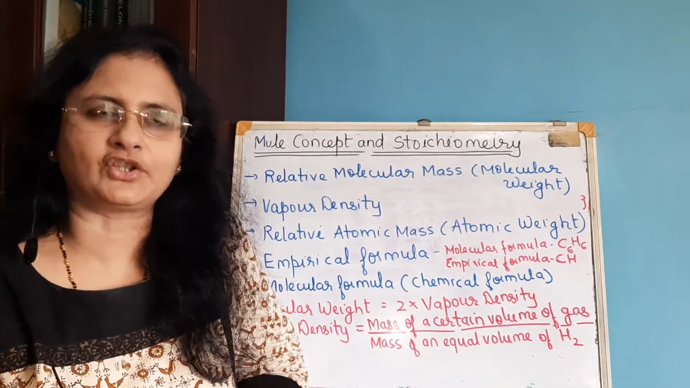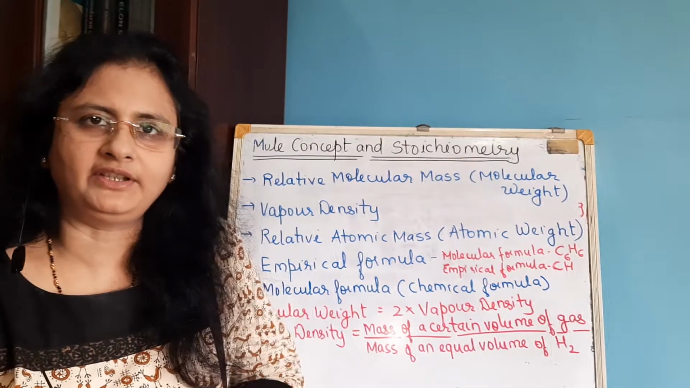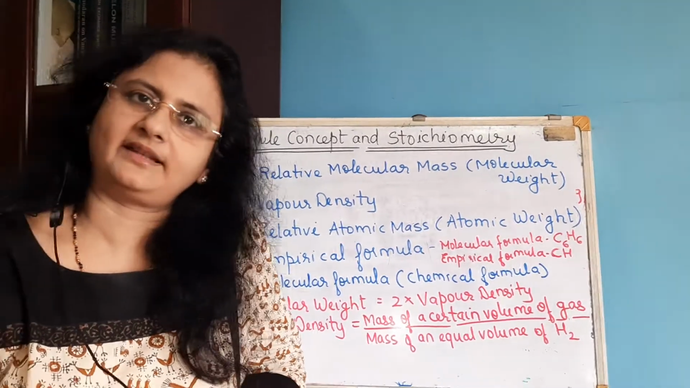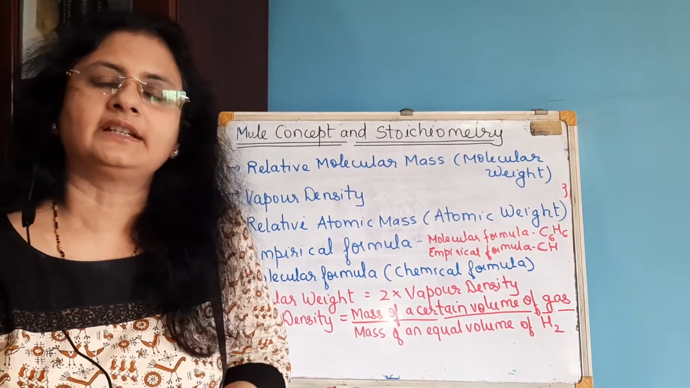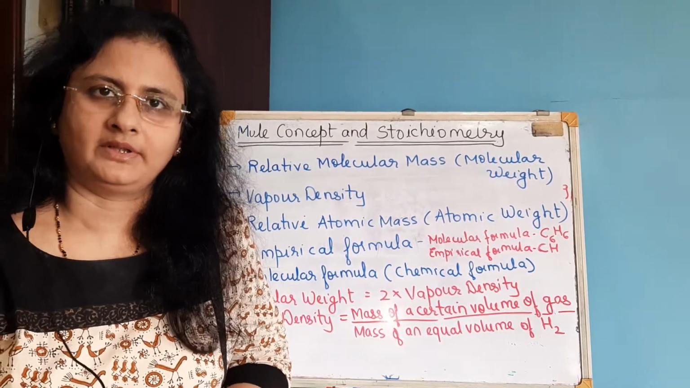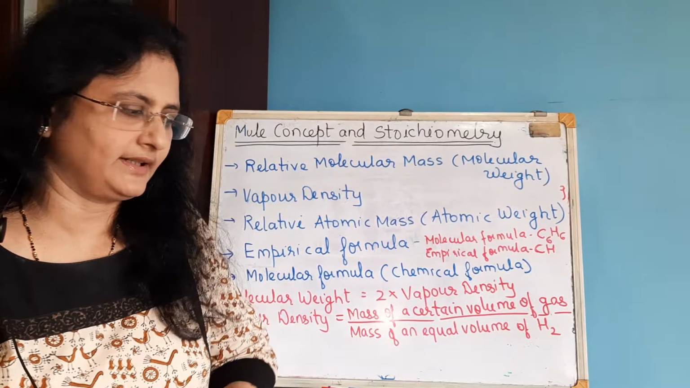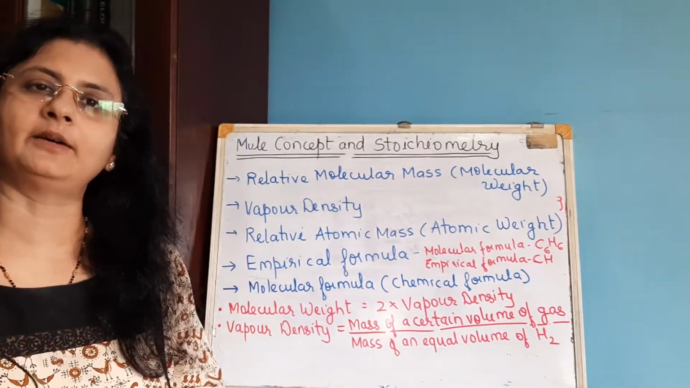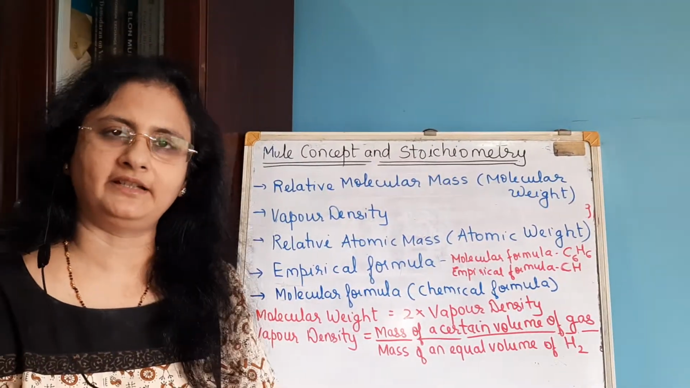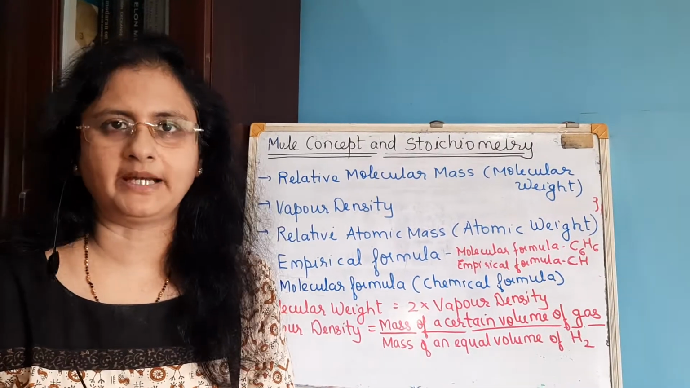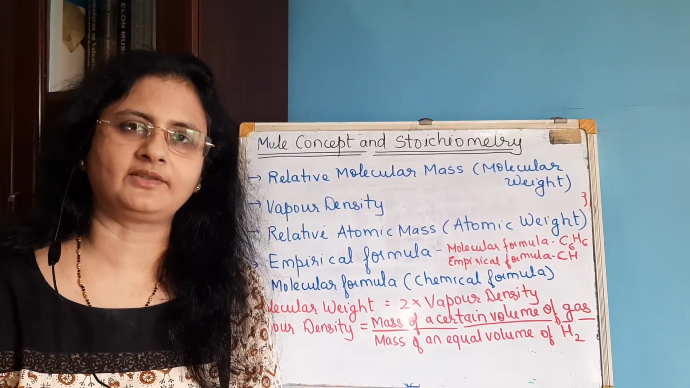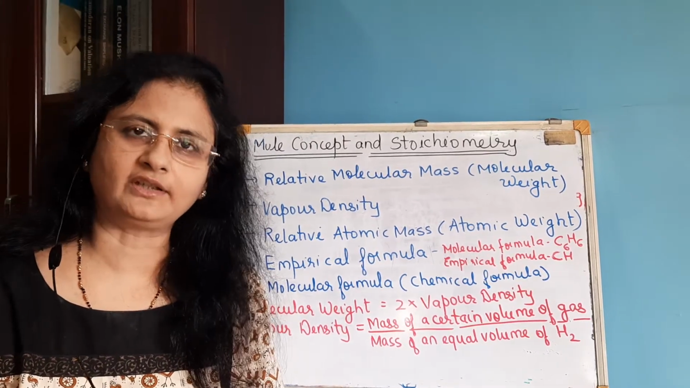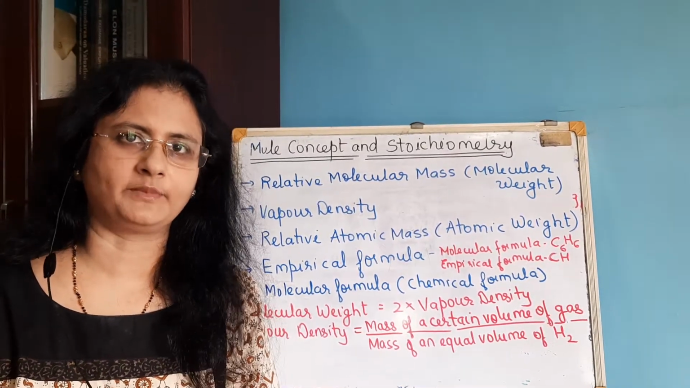Now since it's a ratio, it will not have any units. At the most you can express this as AMU, atomic mass unit. Okay, then relative atomic mass, RAM, or atomic weight. What is the definition of that? It is defined as the number of times one atom of that element is heavier than 1/12 the mass of an atom of carbon isotope C12. Okay, so definition of relative molecular mass, definition of relative atomic mass.